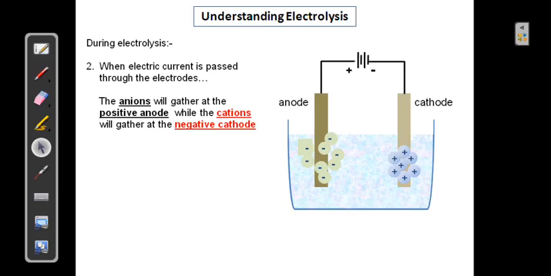While the cations will gather at the negative cathode. You can see here, the cathode electrode has a negative charge. So the cations all have positive charge. Of course, the positive will get attracted to the negative, and likewise the negative will get attracted to the positive electrode. So this is how it is.